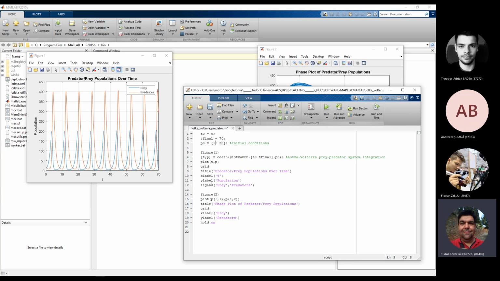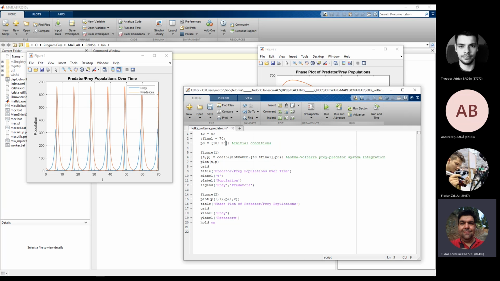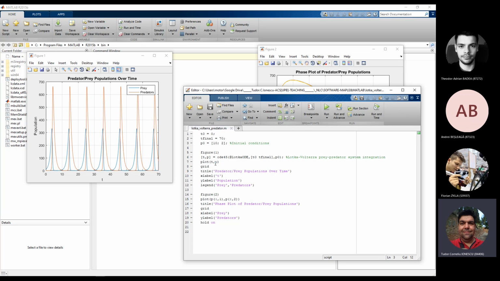If you have 1 predator and 20 prey, you see, it's a bigger limit cycle. So the evolution is very, very slow. Now, if you have 10 predators and 2 prey, it's another limit cycle. Again, it's rather slow, but it's a big oscillation, because there is not much prey.